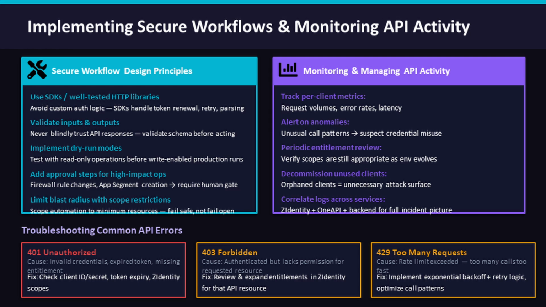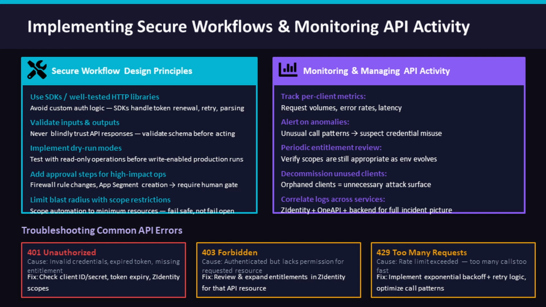Validate inputs and outputs. Never blindly trust API response data before acting on it, especially for configuration changes. Implement dry run modes. Before enabling write access on a production script, test with read-only operations to confirm the logic is correct. Add approval steps for high-impact operations. Changes to firewall rules or bulk app segment creation should have a human review gate before executing. And limit blast radius through scope restrictions. Your automation should fail in a controlled, minimal way, not cascade unexpected changes across the environment.